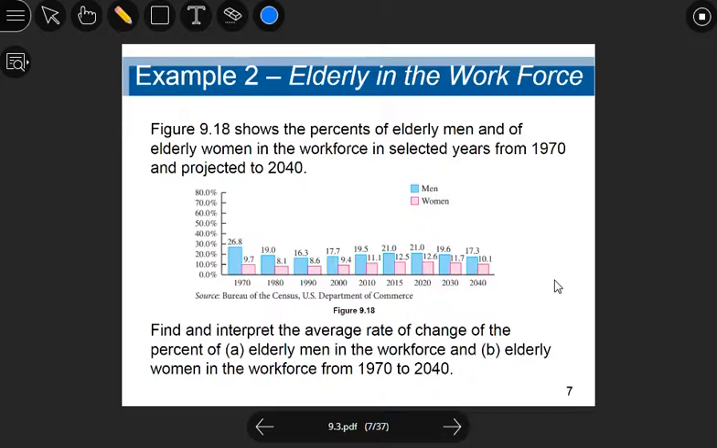So first I am going to find the average rate of change of elderly men. We need to understand what our starting point and ending point are. So this is our starting point and this is our ending point. So this is our A and this is our B. And if A is this value 26.8 and B is 17.3.